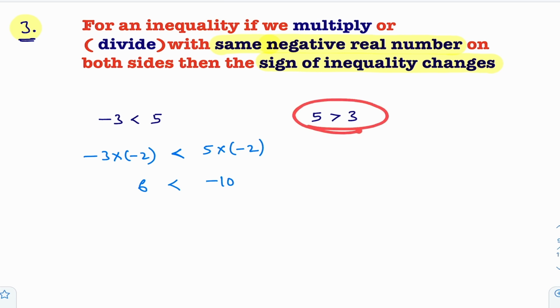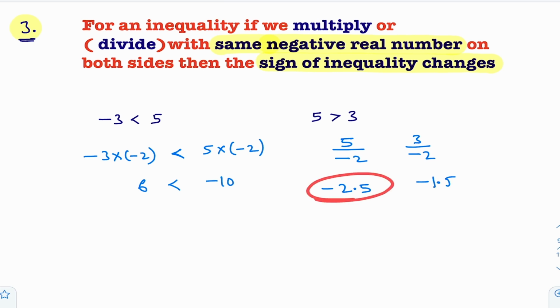Similarly, you see here 5 is greater than 3. Is 5 greater than 3? Yes, this inequality is true. For this inequality, if I divide with the same negative real number on both sides, 5 divided by minus 2, 3 divided by minus 2. What is 5 divided by minus 2? It is minus 2.5. 3 divided by minus 2 is what? It is minus 1.5. Which one is bigger, which one is smaller?